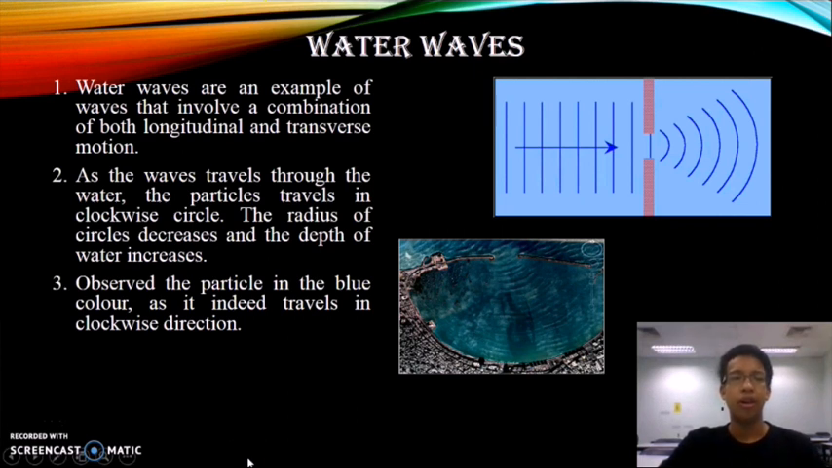Next, water wave. Water waves are an example of waves that involve a combination of both longitudinal and transverse motion. As the wave travels through the water, the particles travel in a clockwise circle. The radius of the circle decreases as the depth of water increases. Observe the particle in blue as it travels in the clockwise direction. This is an example of a water wave.